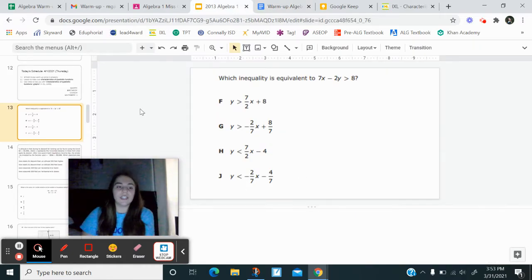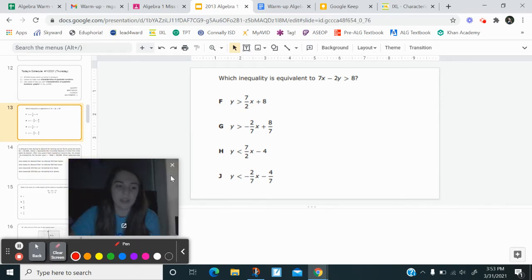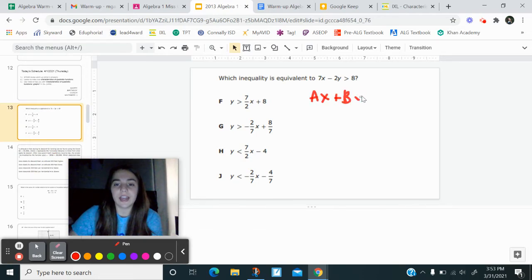The first question says, which inequality is equivalent to 7x minus 2y is greater than 8? So when I see this stuff, and I don't know if my pen is going to work on top of the picture. Oh, it does this time. Good. So I'm going to write the fact that this is written in a certain form that I recognize. It is written in ax plus by equals c, where 7 is a, -2 is b, and 8 is c.